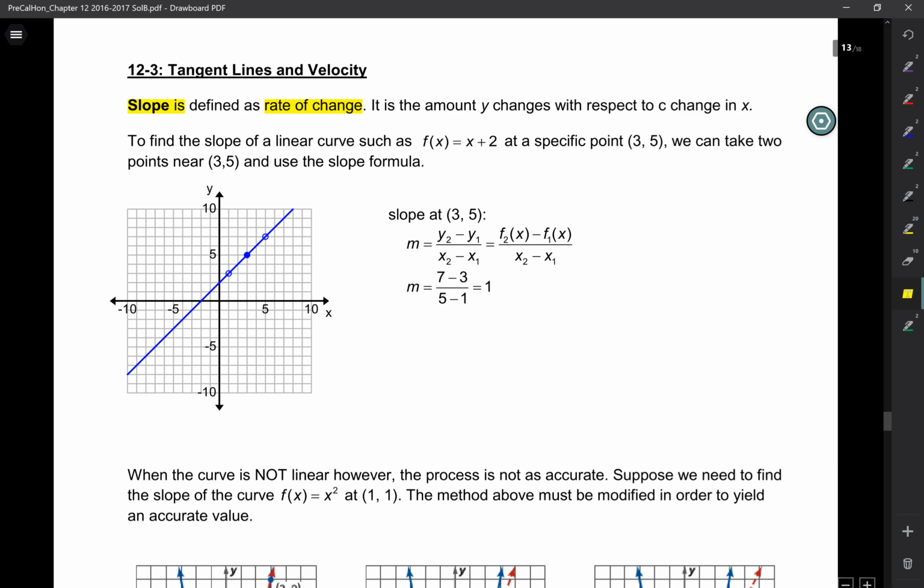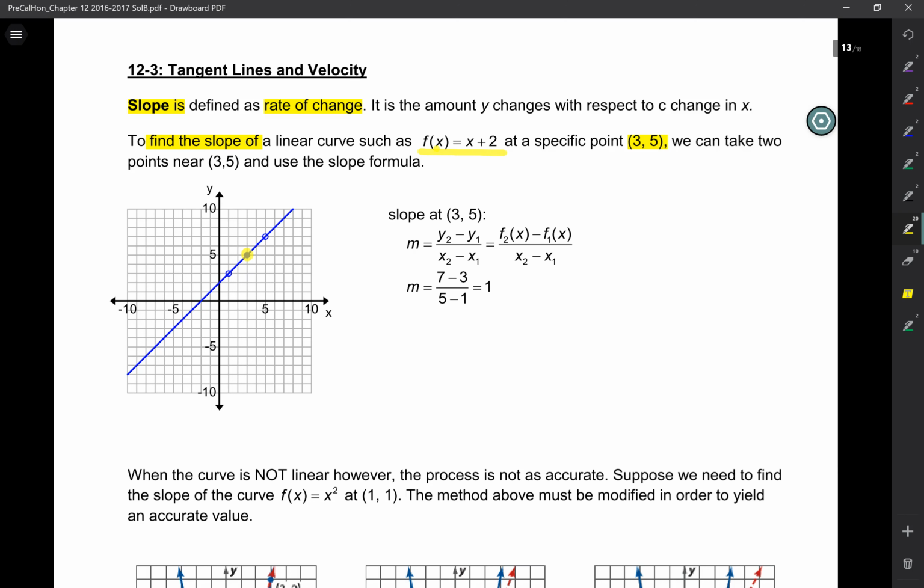Okay, here we have a function. We are starting with a basic function, f of x is equal to x plus 2, right? So that's y equals x plus 2, and you can see the graph right there. Now, suppose I wanted to find the slope of this linear curve at a specific point, 3, 5, right? So 3, 5, that's that point right there. I wanted to find the slope at that point, okay?